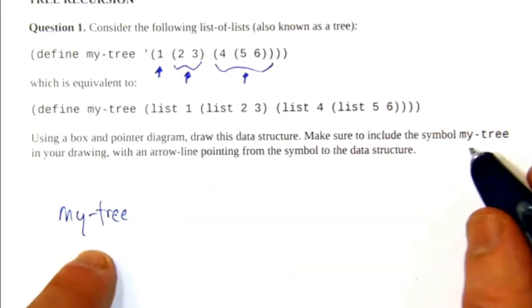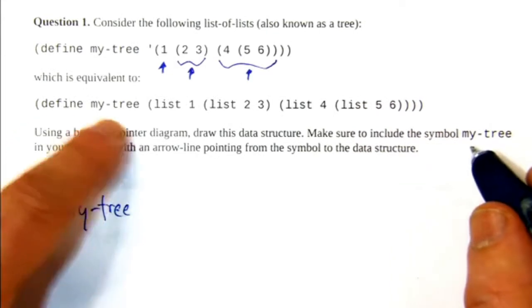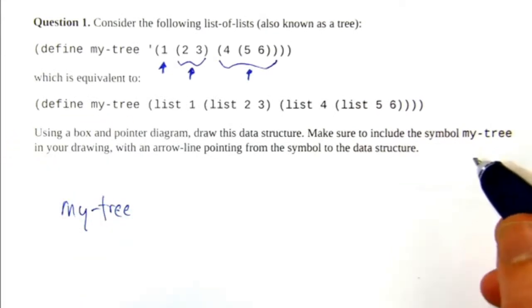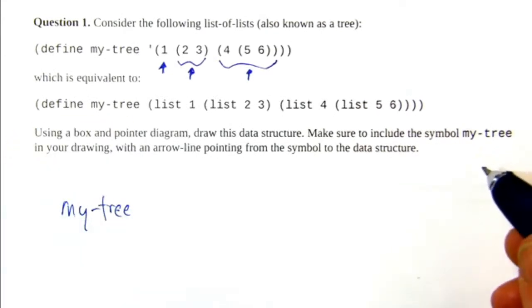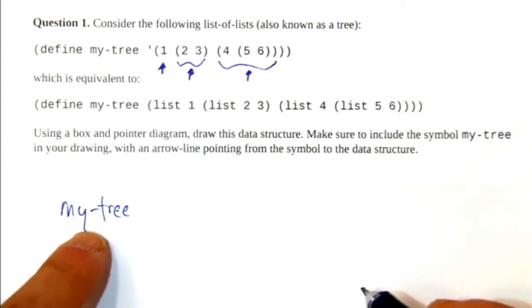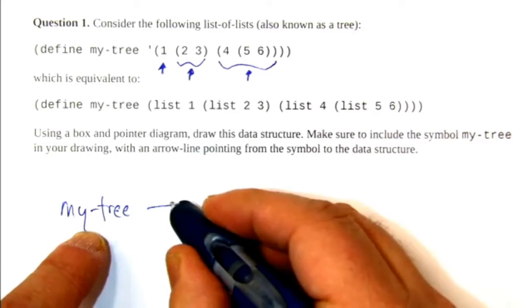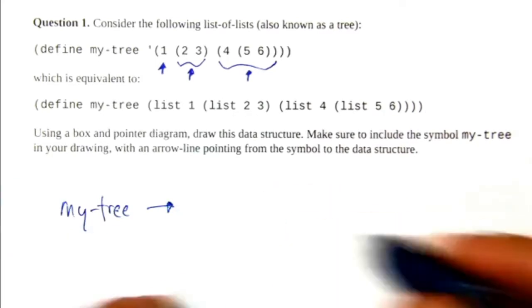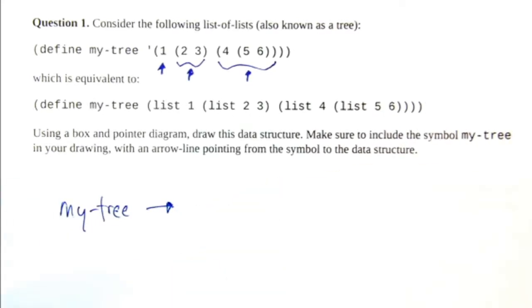By the way, I asked about this at a previous one of these sessions: I do want you guys to get in the habit of thinking about what define does. It makes a binding from a symbol to a thing. So I want the symbol showing up. It's called my tree. Okay, now we'll draw a thing. So it's a list of three things.